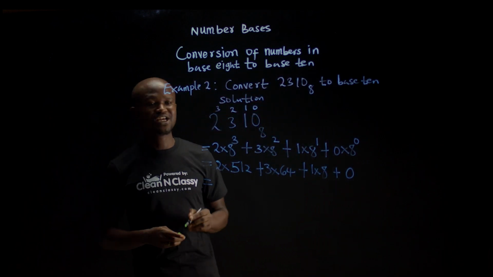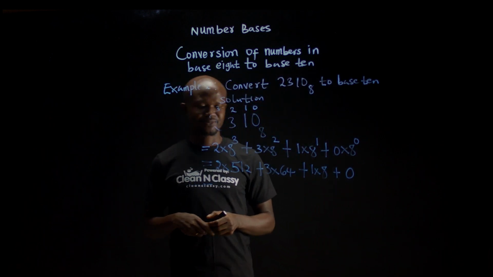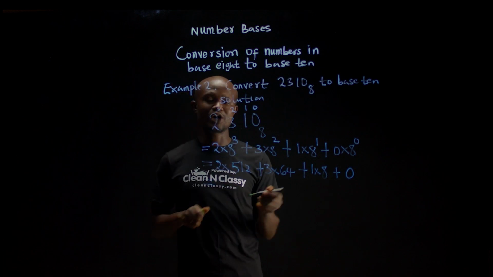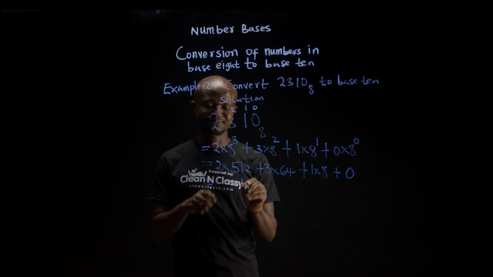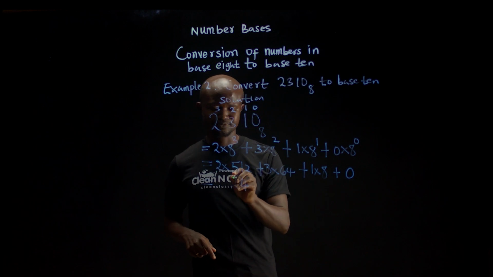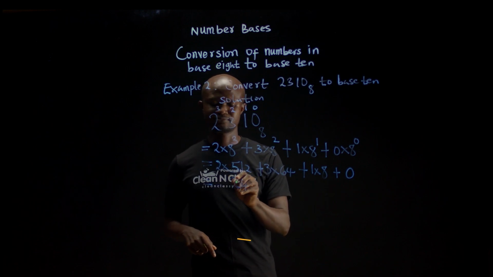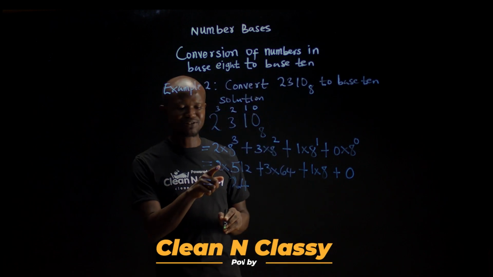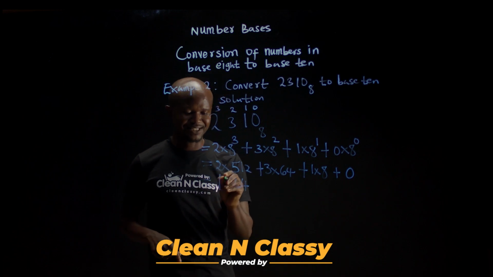Now, we need to multiply. 2 times 2, what do we have? 4 from the back. Then, 2 times 1, what do we have? 2. Then, 2 times 5, what are we having? 10.